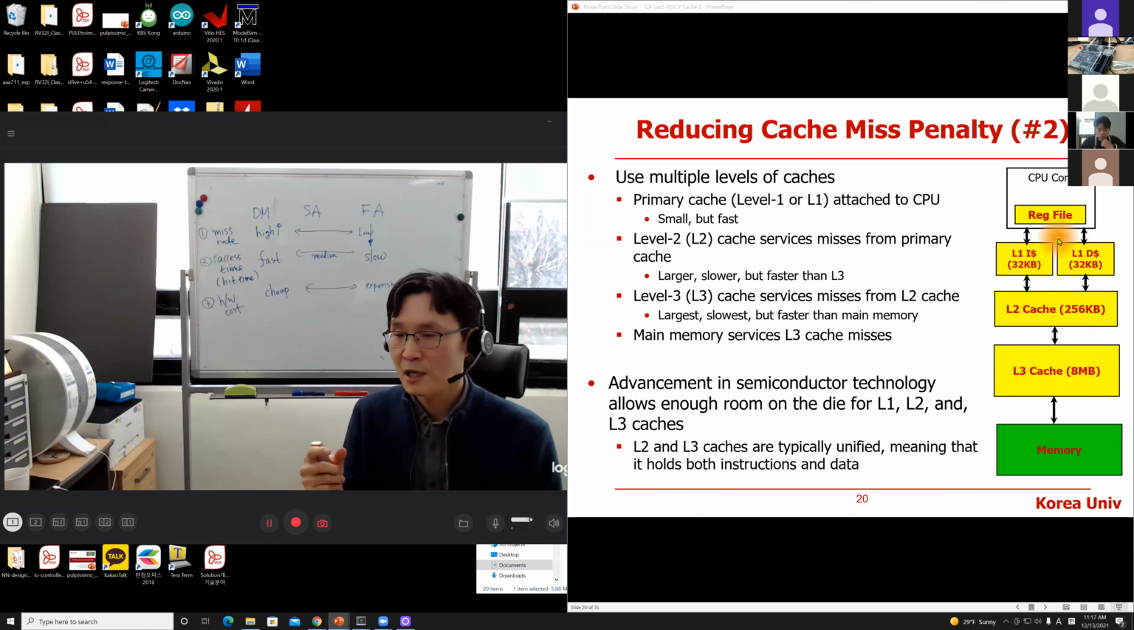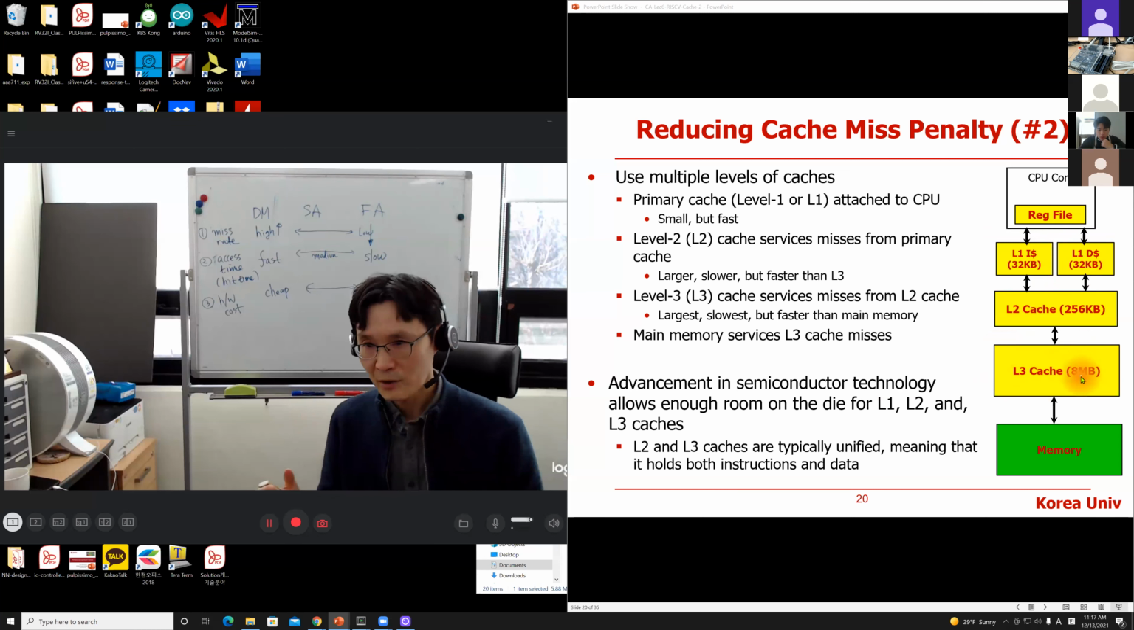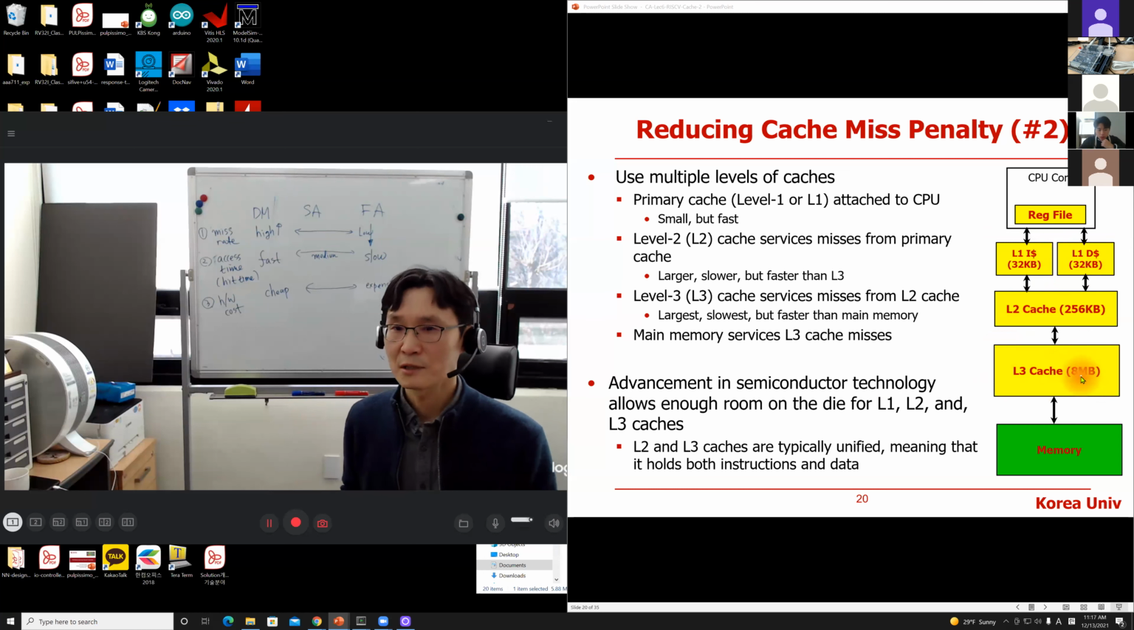So first level cache, L1 cache, very small, 32 kilobyte. And then the L3 cache, level 3 cache, is pretty big, 8 megabyte cache. Right? So again, thanks to semiconductor technology. So that is a typical configuration.